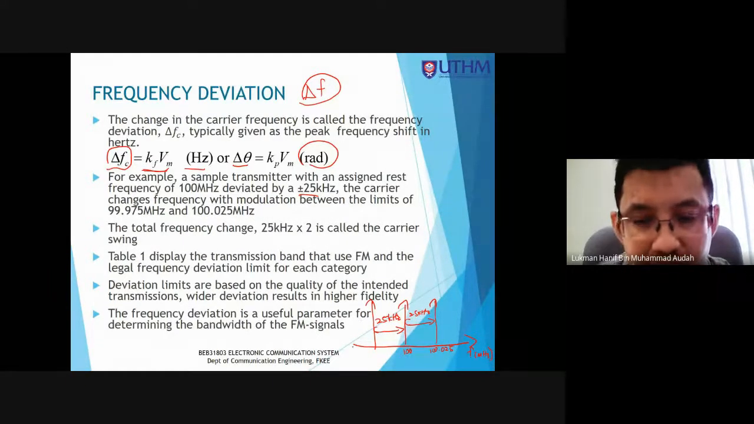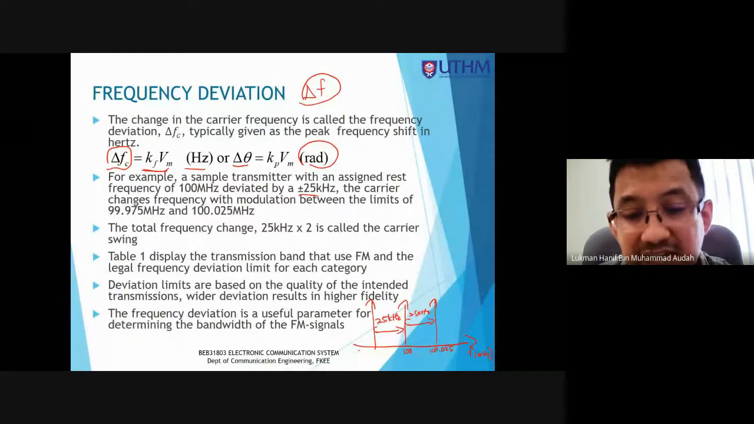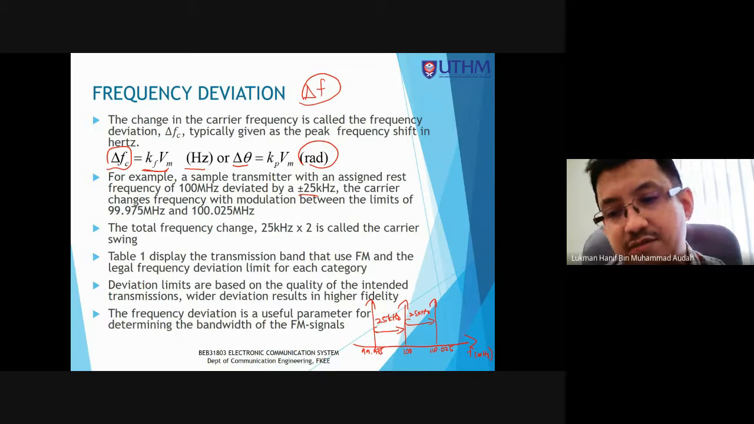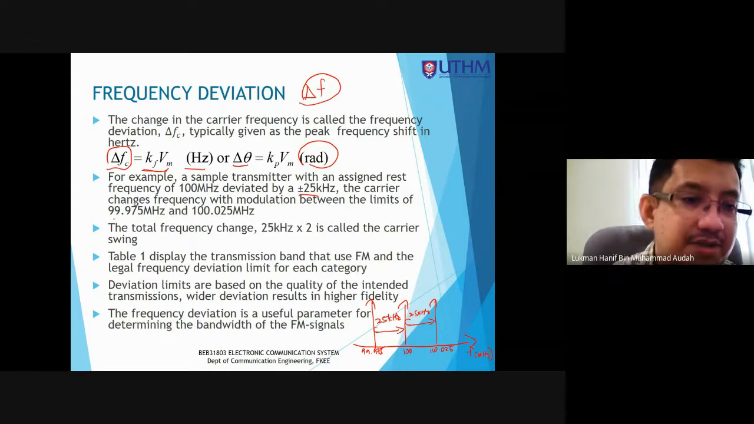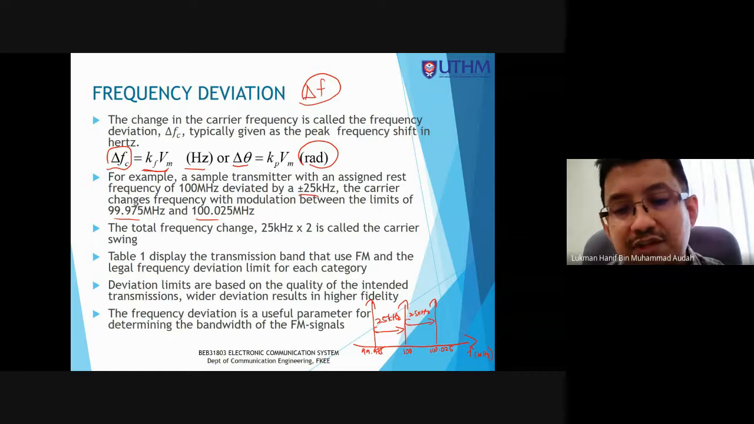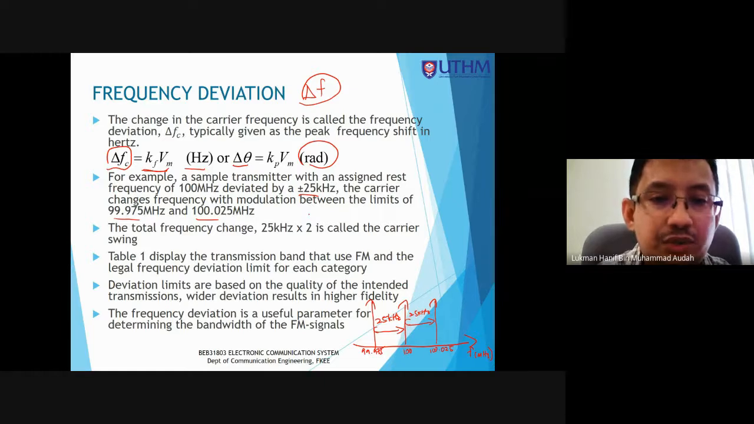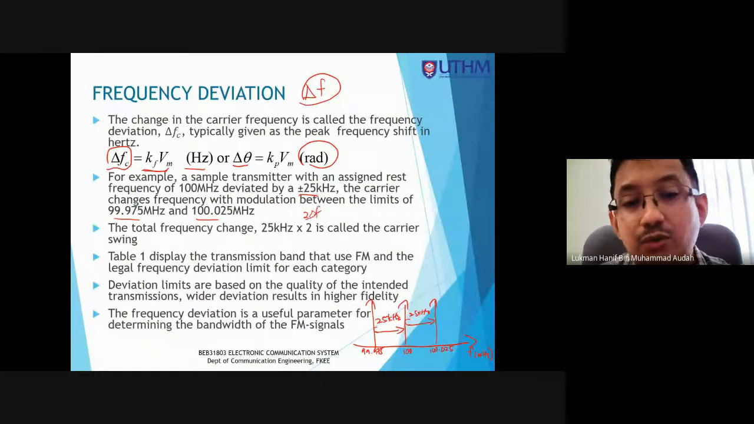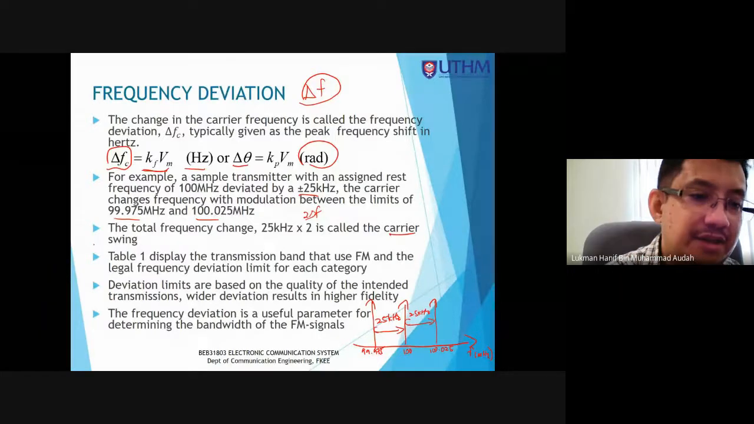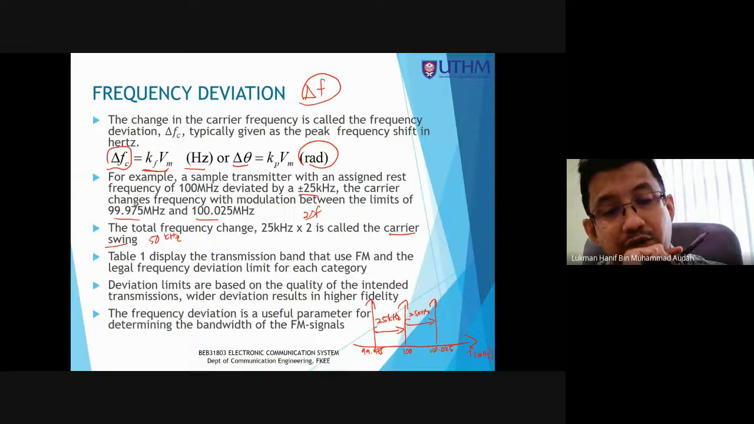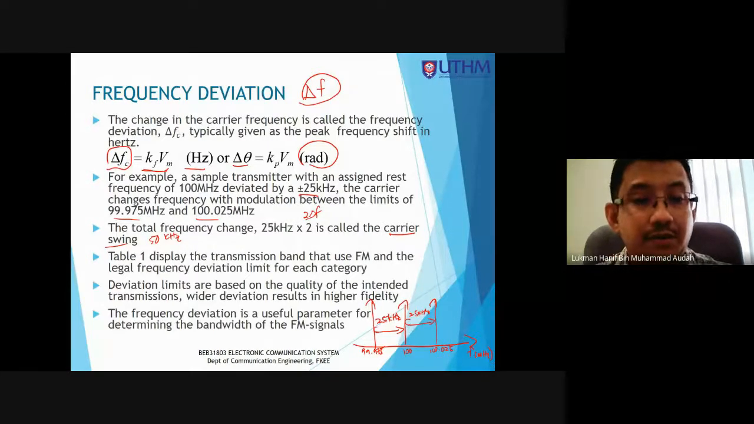And what is the minimum frequency of the carrier? 100 mega minus 25k, so you get 99.975 megahertz. Itu yang dinyatakan di sini. So both of these 25 and 25, delta f plus delta f, so this is 2 delta f. Okay, 2 times delta f, we call it the carrier swing. So in this case, the carrier swing is equal to 50 kilohertz. 25 kali 25 jadi 50.